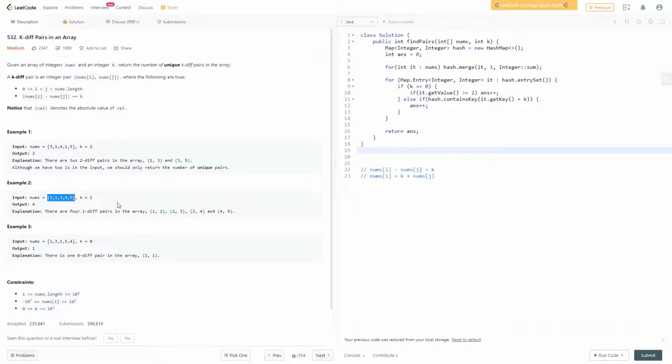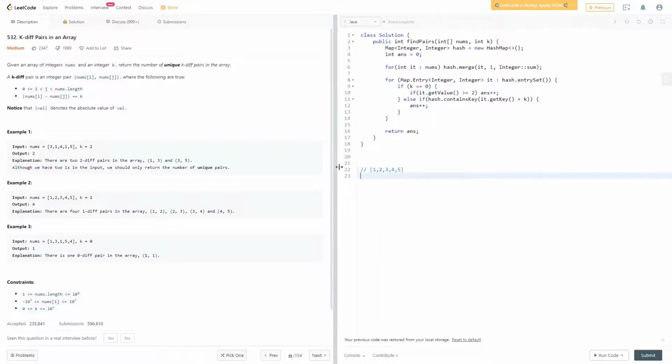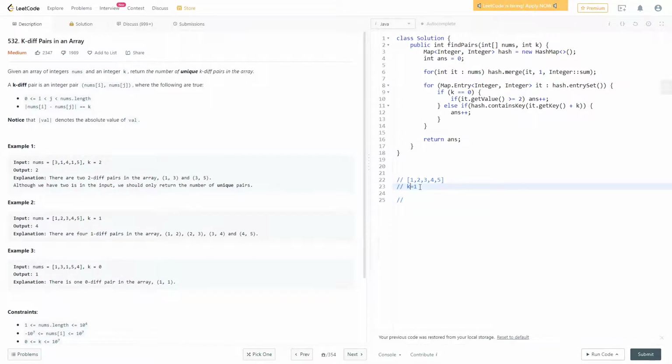1 2 3 4 5. Okay, let me clear it. And k equals to 1. Okay, so let me zoom in. Yeah, so starting from here, first of all I'm adding the frequencies. So how many ones are there? 1 is 1 time, let me write it quickly. Okay, so all the elements are repeated only once.